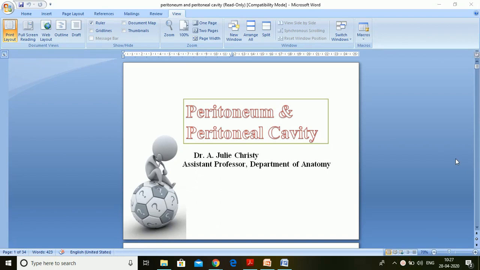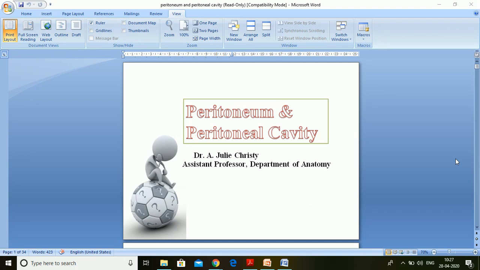Today's class will be on the peritoneum. Peritoneum is a fold of tissue which holds the intestine and the abdominal organs in the abdominal cavity. The peritoneum is a four-layered membrane in development. So it is basically made up of four different types of layers, and they are fused to form an outer parietal and an inner visceral layer of peritoneum.